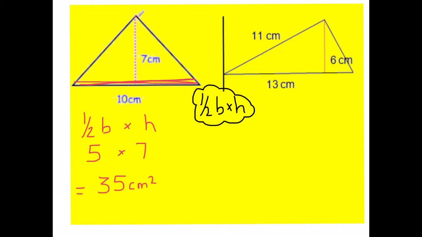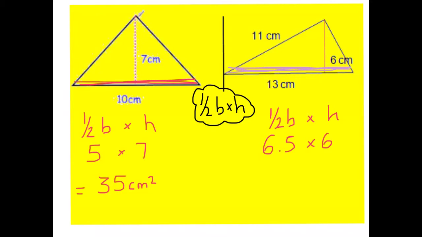In our second triangle, we can see the base of 13 centimeters in length. And the height running perpendicular is 6 centimeters. So again, we write out our equation, half the base times the height. The base being 13, so half of that is 6.5, and my height is 6 centimeters.